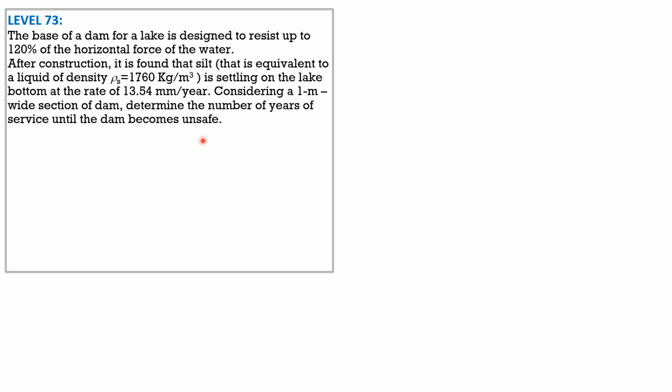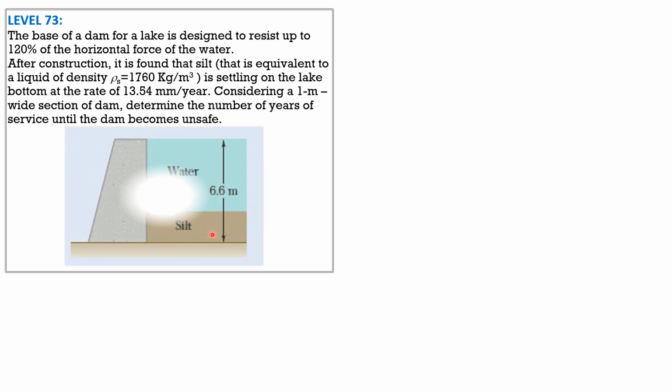So the dam becomes unsafe if the silt accumulates to a depth of H, as shown in the figure. And that H is computed by equating the increase in force with the presence of silt to 120%, or 1.2, of the force when there is only water present on this vertical face of the dam.